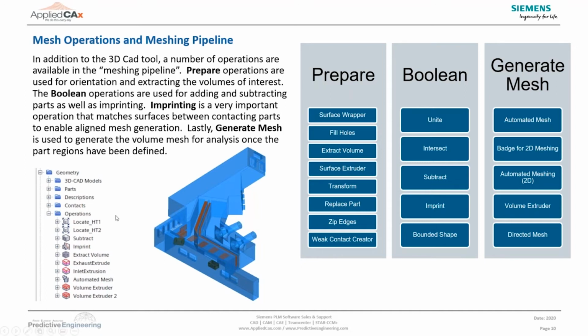But the key part is because we have this list of meshing operations here and this meshing pipeline, this is all fully repeatable. If we change parameters that drive the location of these heaters, everything gets updated automatically. There's a number of operations available either on prepare, where we surface wrap, fill holes, extract volumes in order to define our geometry. We have Boolean operations where we could either unite or subtract components together. And then the last part is always generating a mesh, and that's done once your domain, your regions have been defined.